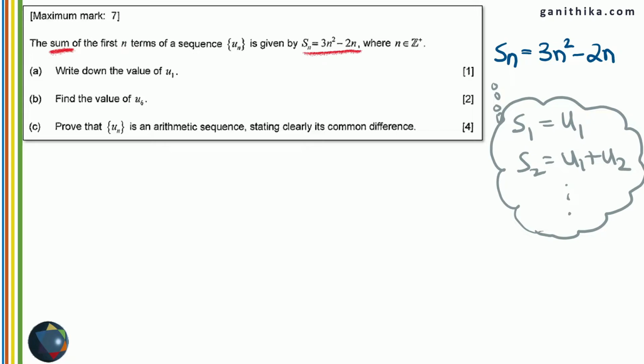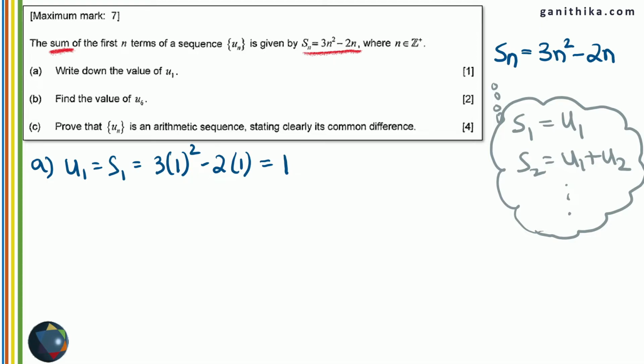Now going to the question, find the value of u1. So it's very simple. You just wrote it down. S1 is equal to u1. Therefore u1 is nothing but S1. Sn formula is given. Substitute 1 in n. And then simplifying this, you will get u1 is equal to 1. That's it.